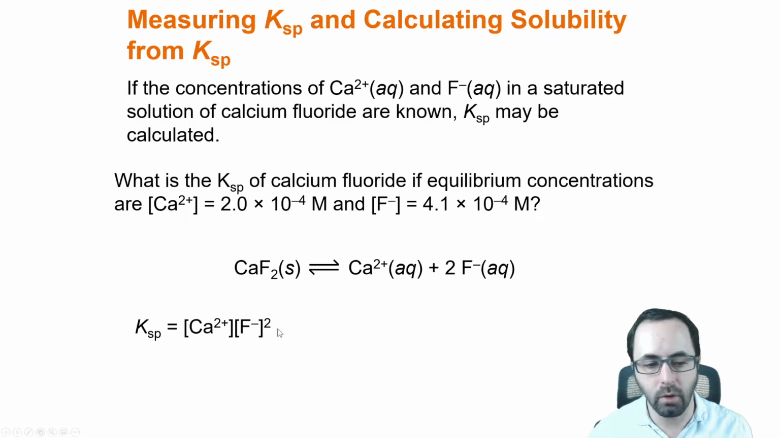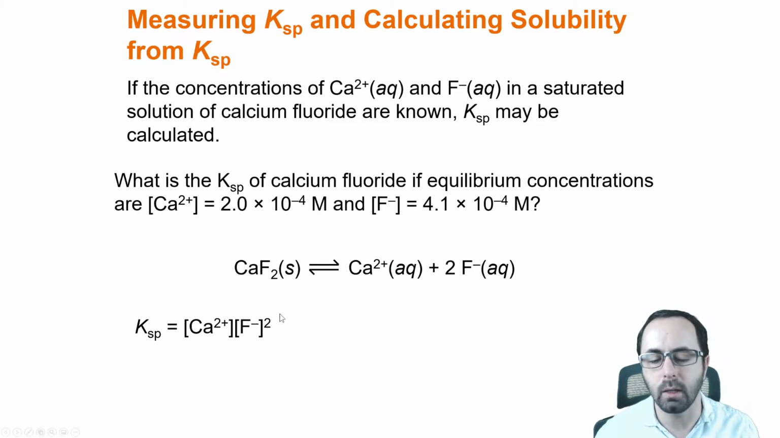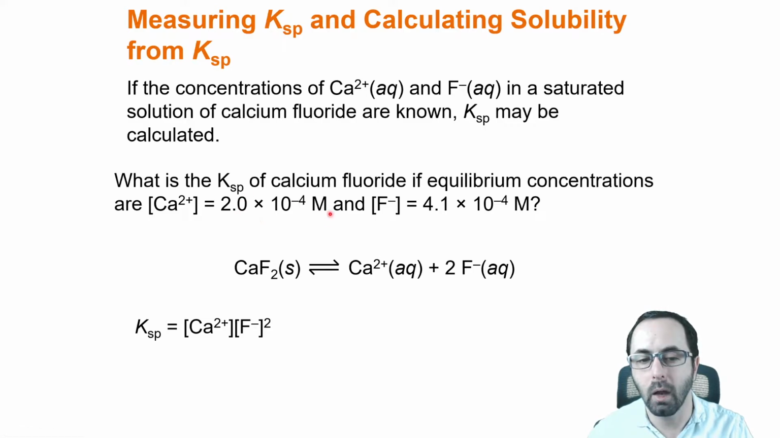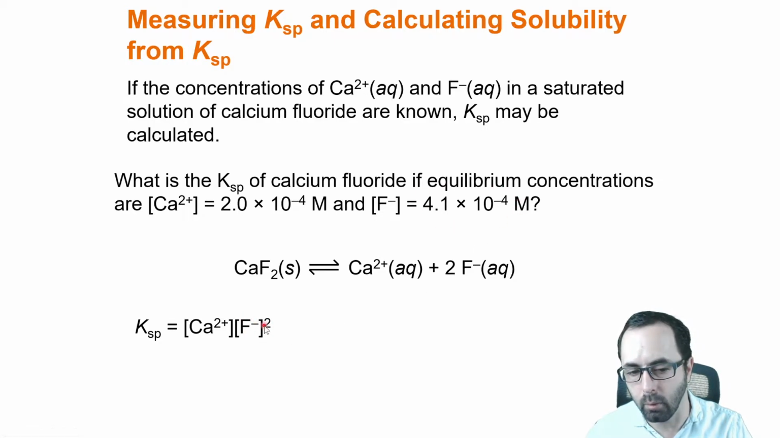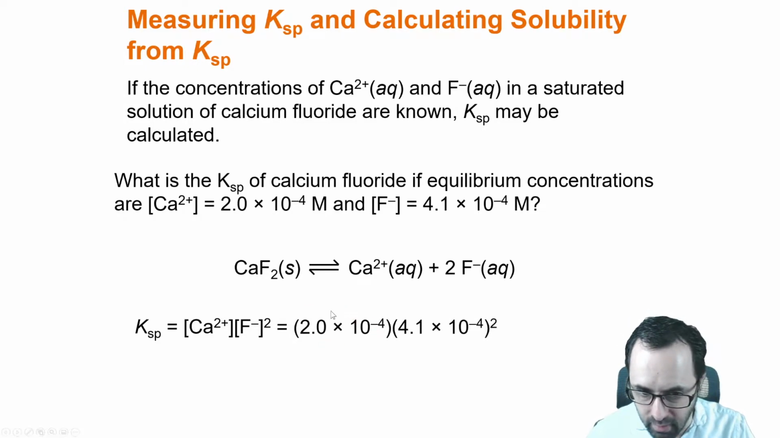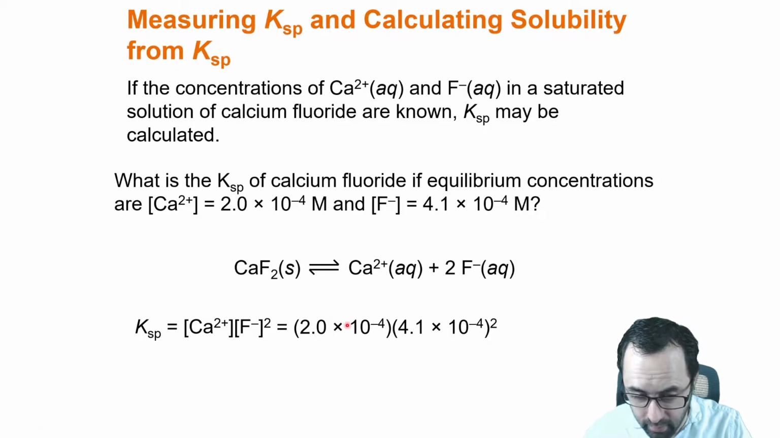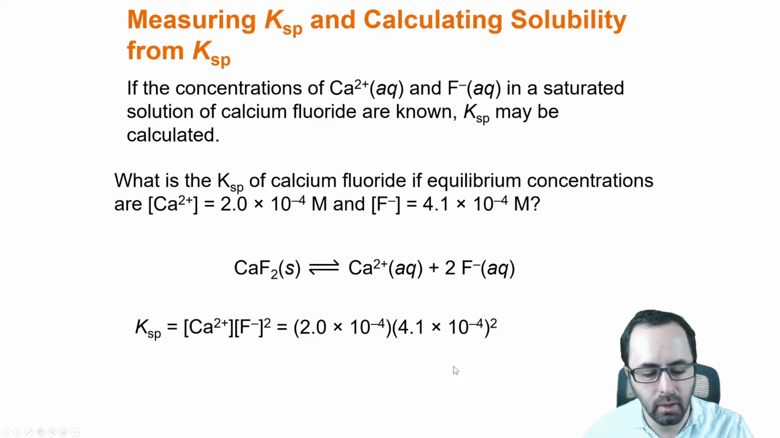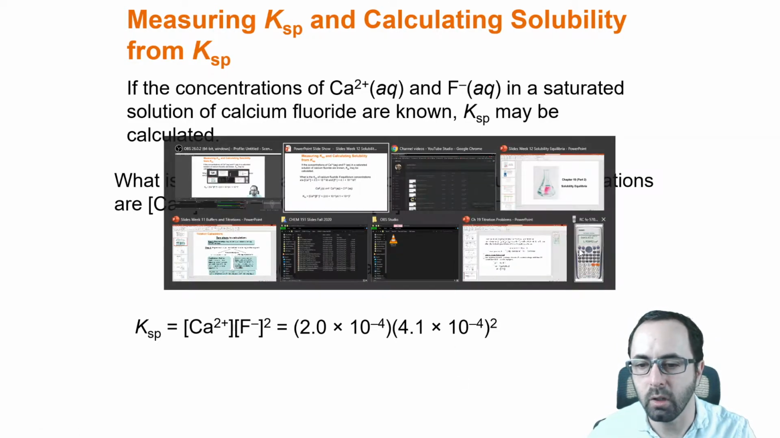This will generally be true for all these KSPs. You just get the stuff in the products. The reactant is always a solid. It's not included in the equilibrium constant. Now we simply plug in the concentrations that we have measured for each of these. The calcium ion concentration is 2 times 10 to the minus 4. We'll put that right here. And the fluoride concentration is 4.1 times 10 to the minus 4. We'll put that right here, and we're going to square that. So now we've plugged those in: 2.0 times 10 to the minus 4 for the calcium concentration, 4.1 times 10 to the minus 4 for the fluoride concentration. Now, all we have to do is punch our calculator.